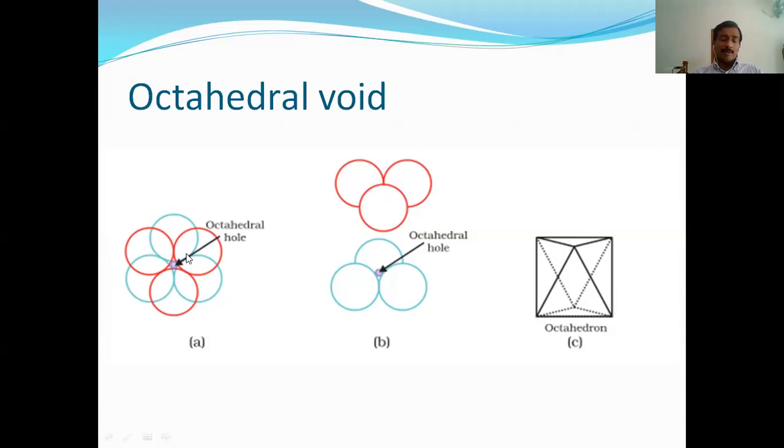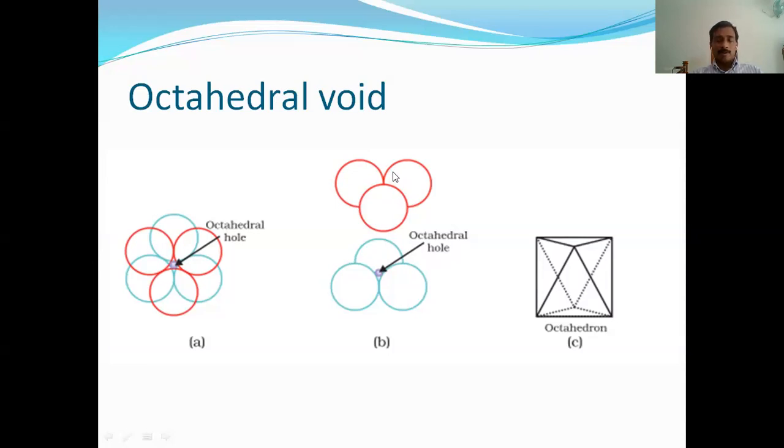When you join the centers of these 6 spheres, you will get an octahedron. Therefore, the name octahedral void. If there are n spheres in the crystal lattice, there will be n octahedral voids. Spheres means particles. N particles in the crystal lattice, there will be n octahedral voids. For example, in an FCC unit cell, face-centered cubic unit cell, 4 particles are present.